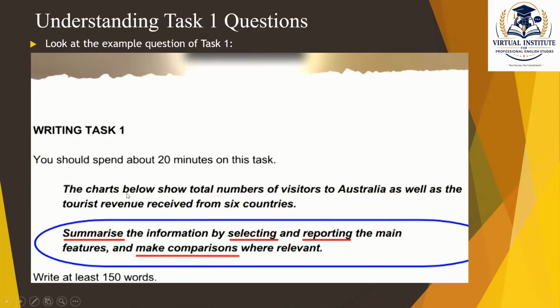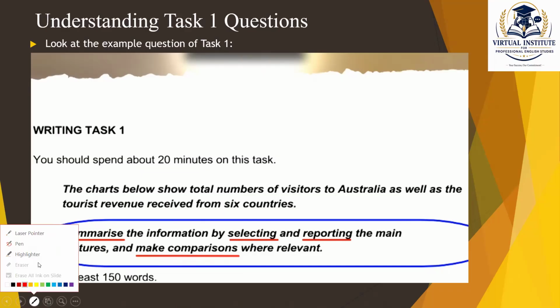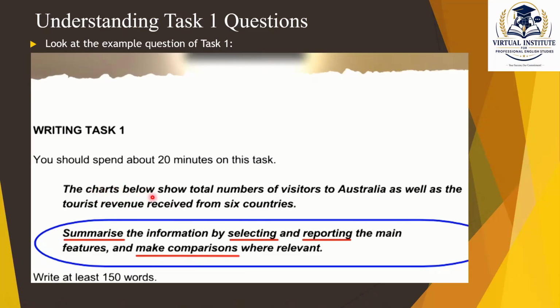Now, look here, the statement is telling you the charts below show total numbers of visitors to Australia as well as the tourist revenue received from 6 countries. So we've also learned something about the type of data or visual you have got in this task, right? Then it also instructs you to summarize the information by selecting, reporting the main features and make comparisons where relevant.